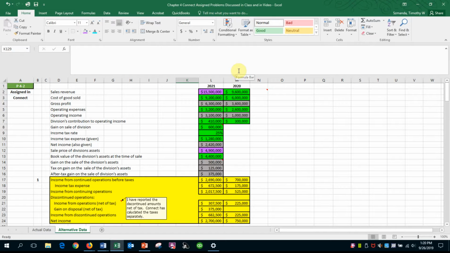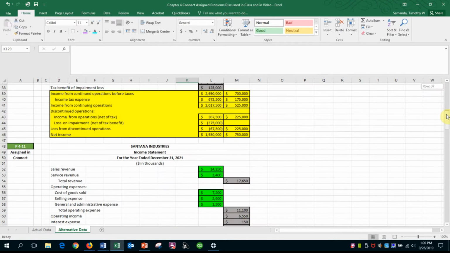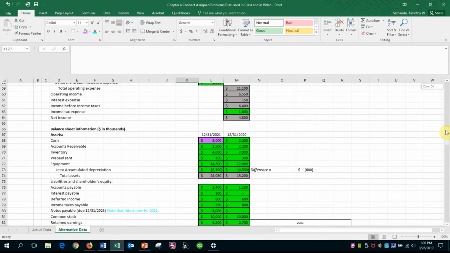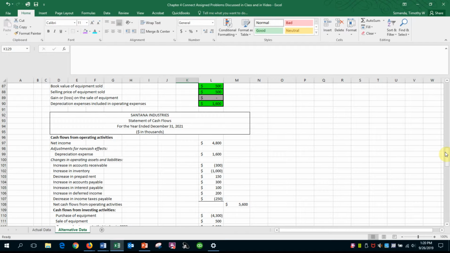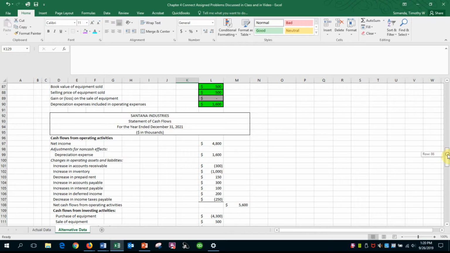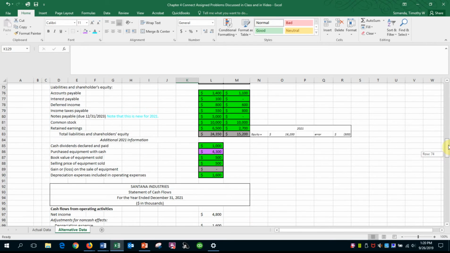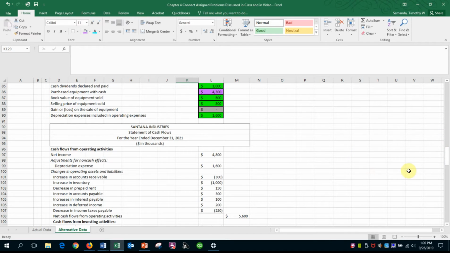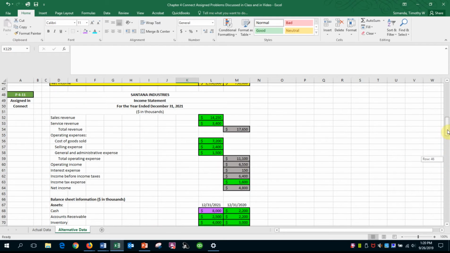Hello everyone. I'll be going through two of the challenging problems that you have in Connect this week. One of the problems, the statement of cash flows, is presented twice in Connect using different data. So you'll have two statements of cash flows using different data. If you follow the method I'll be going through, you'll be able to handle both problems pretty well.